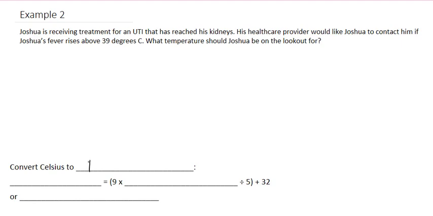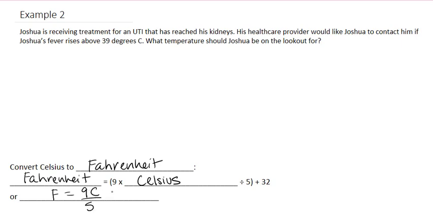So to convert Celsius to Fahrenheit, we would do Fahrenheit is equal to 9 times Celsius divided by 5 plus 32, or as shown, F equals 9C over 5 plus 32. So now that we have a formula, let's go back to our problem and start solving.